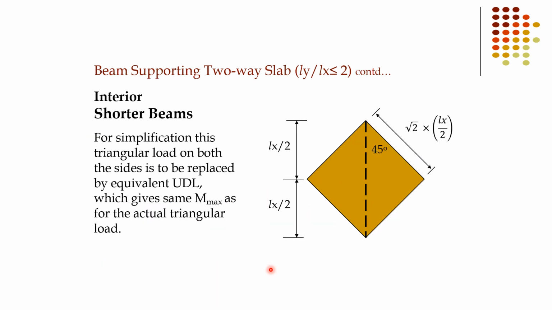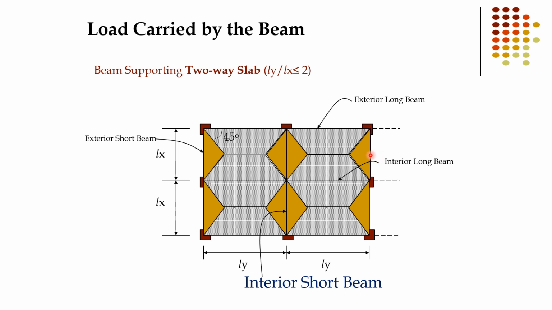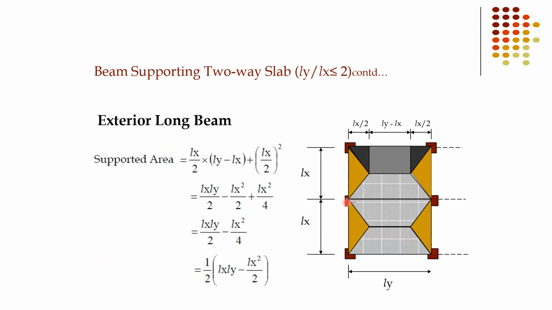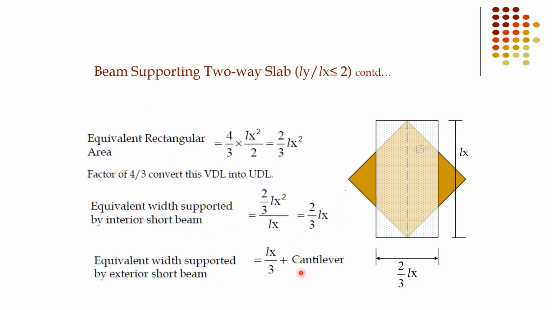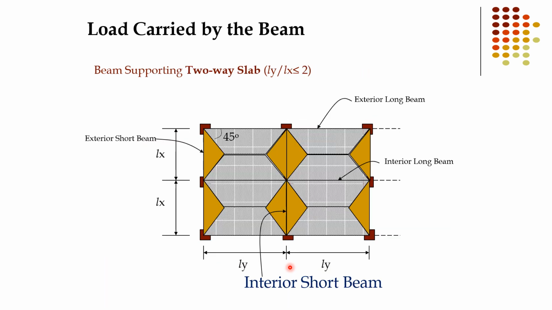Okay, and sometimes if any cantilever portion is present on the exterior side, then you will also take the width of that cantilever portion. So that's why here in the formula, plus cantilever. Okay, so that's for the interior short beam and exterior short beam. Now I will make the calculations for exterior long beam. Okay, here is a trapezoidal loading.